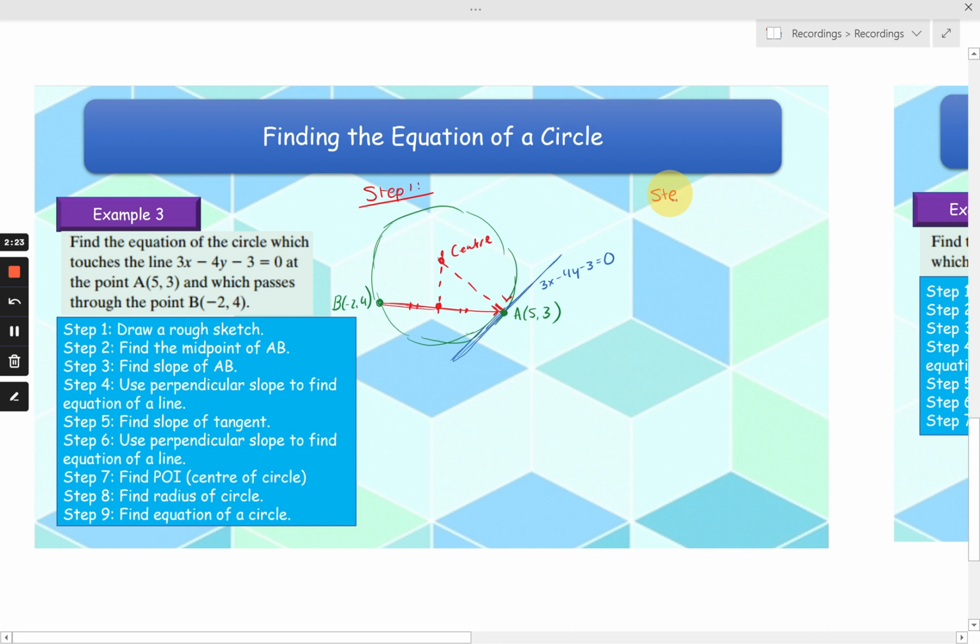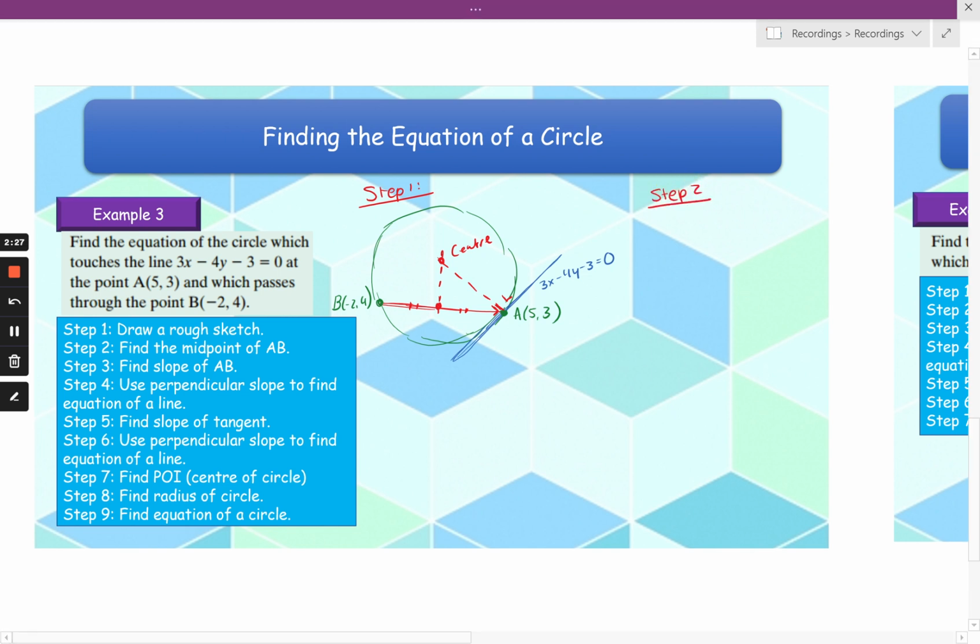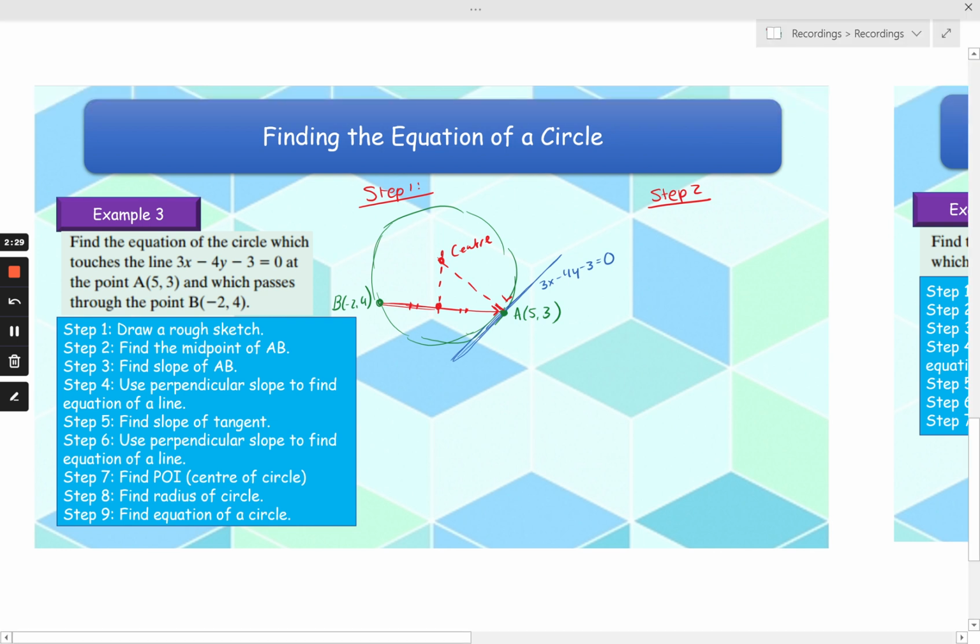So step 2 now is going to ask me to find the midpoint of the line AB. So we're going to go to page 18 and we're going to use our midpoint formula. And when we do that, guys, our midpoint is x1 plus x2 all over 2, y1 plus y2 all over 2. And when we fill that in, we have minus 2 plus 5 all over 2 and 4 plus 3 all over 2. So I get 3 over 2 and 7 over 2 as my midpoint.